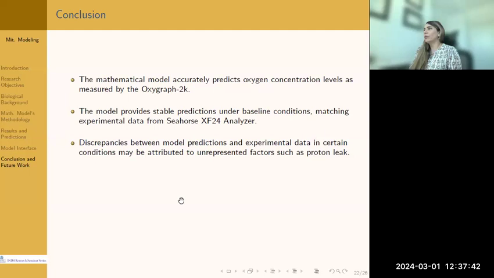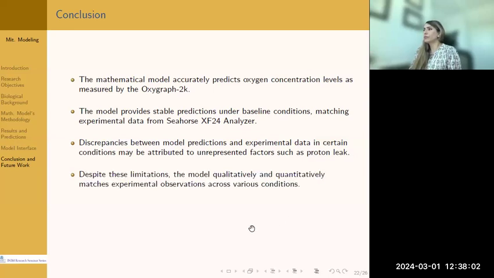Discrepancies observed between the first version of the model predictions and experimental results in specific conditions were attributed to factors not fully represented in the model, such as proton leak phenomena, which will be taken care of in the revised version of the GUI. Despite these limitations, the model demonstrates both qualitative and quantitative agreement with experimental observations across a range of conditions, indicating its reliability and validity.